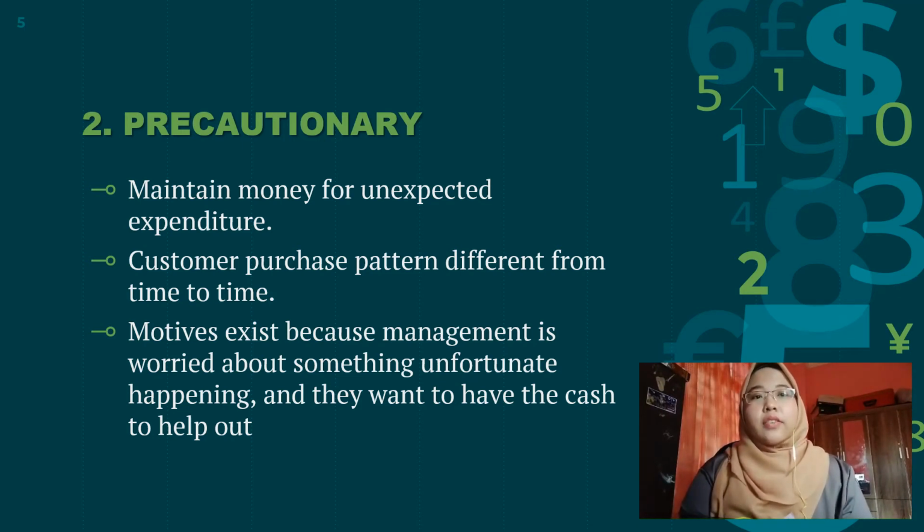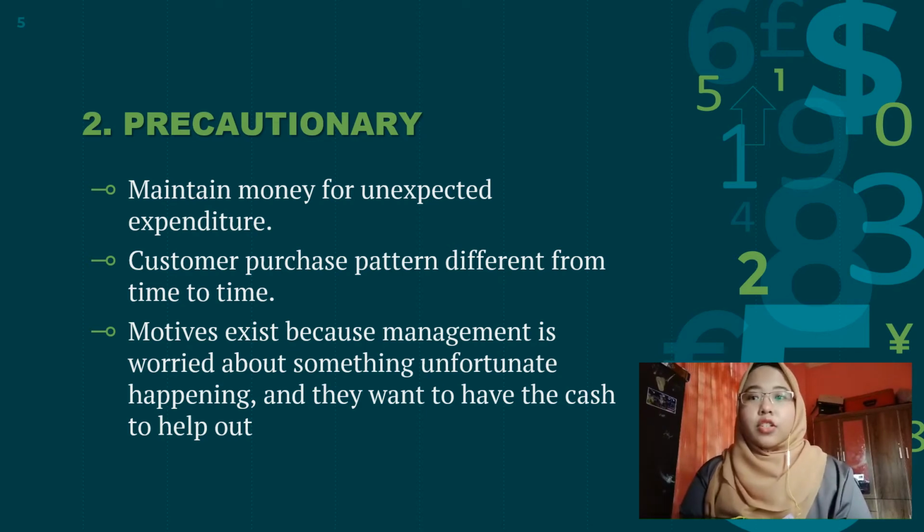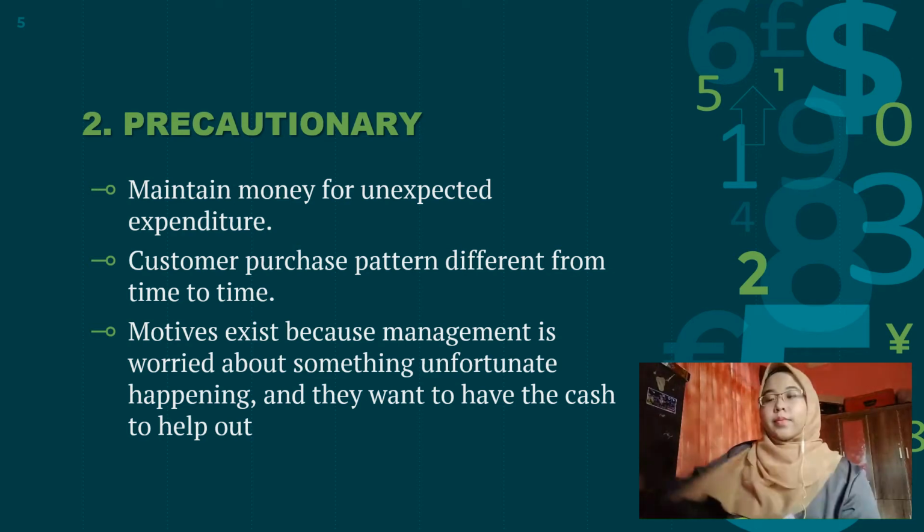And precautionary motive also exists because management is worried about something unfortunate happening and they want to have the cash to help out. For example, if the price of raw material increases or some large piece of equipment central to operations needs to be replaced, it can be very disruptive if management is not able to address the issue quickly. So, holding cash as preparation for future unforeseen events is a precautionary reason to hold cash.